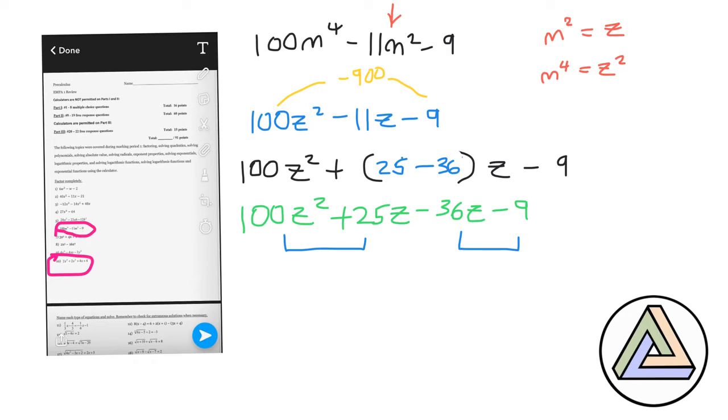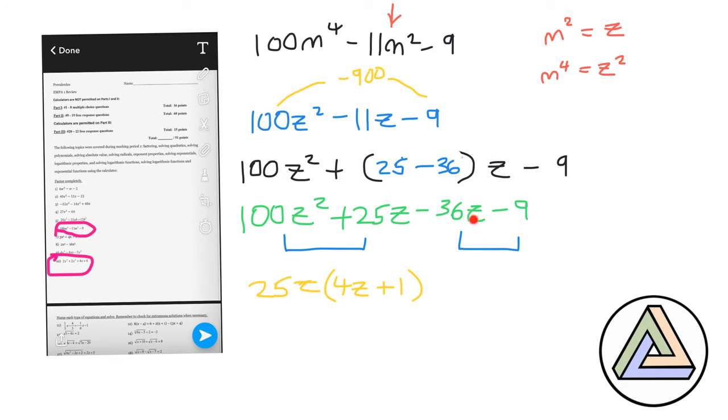And sure enough, the greatest common factor is 25z. And then you could ask yourself, okay, 25z times what gives me 100z squared? Well, that would be 4z, right? And then you could ask yourself, 25z times what gives me a positive 25z? And that would be a plus 1. All right. Now, we are going to do the exact same over here.